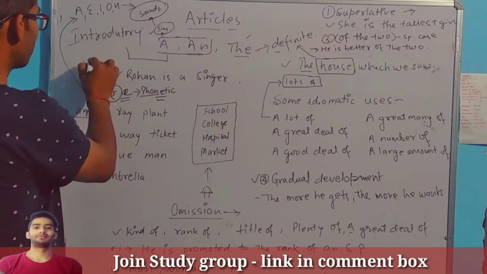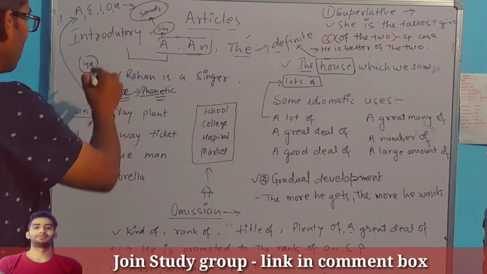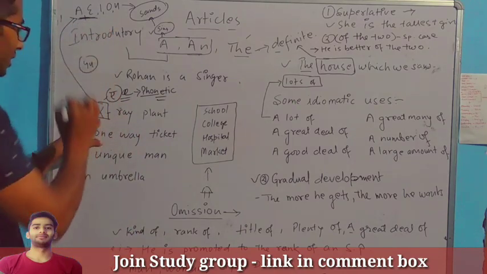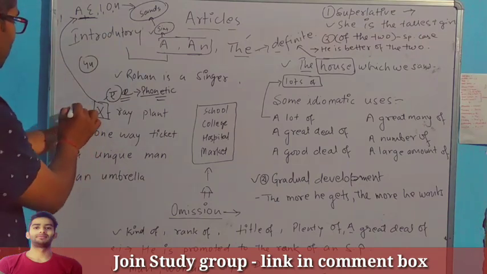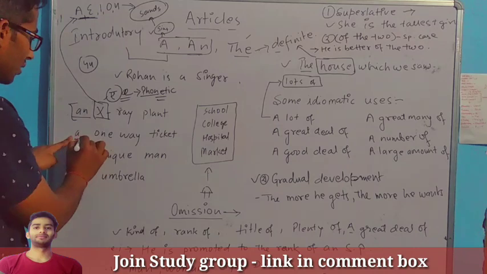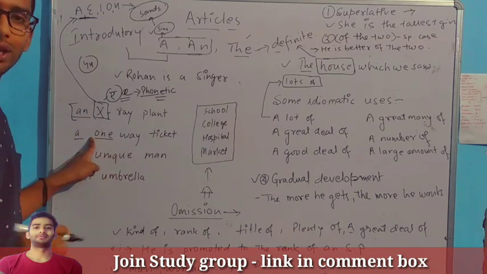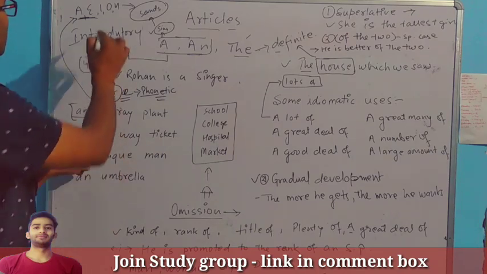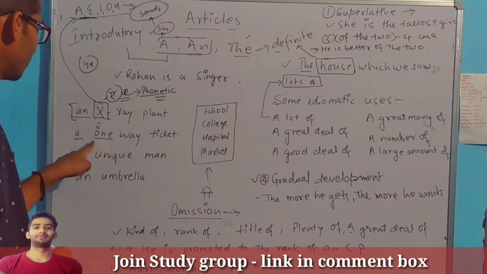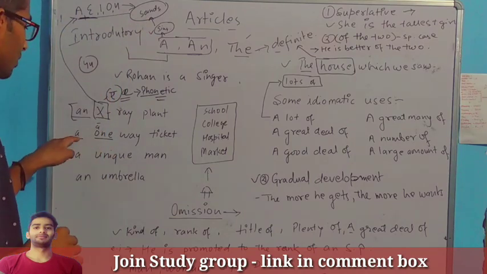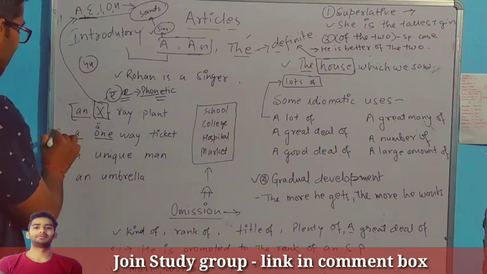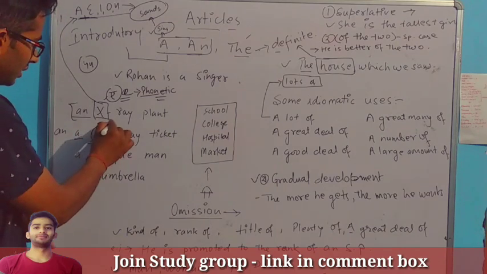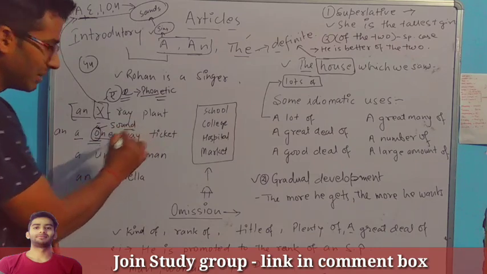There are 44 sounds in English. So X-ray, we see the sound that comes from this X-ray. That's why we are using AN. Then a one way. Here we get the sound V, which is not a vowel sound. That's why we are using A, so a one way, not an. We will not look at the letter, but we will look at the sound it makes.